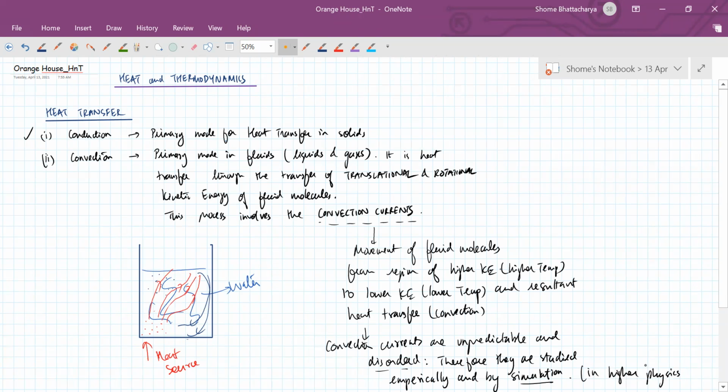At our syllabus level, we should just have some qualitative information about what convection currents are and what convection is by definition. So this information is enough. This is all we have in our syllabus about convection. Okay. There is no mathematical model or mathematical equations related to convection at our 10+2 syllabus level. Okay. So that brings us to the third mode of heat transfer, which is radiation, and we'll come to that next.